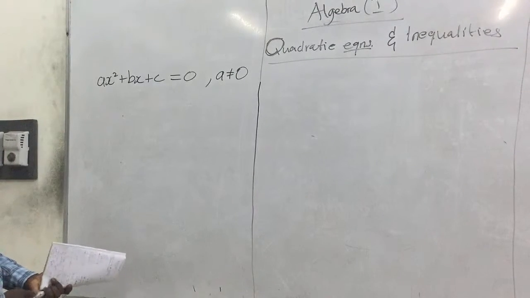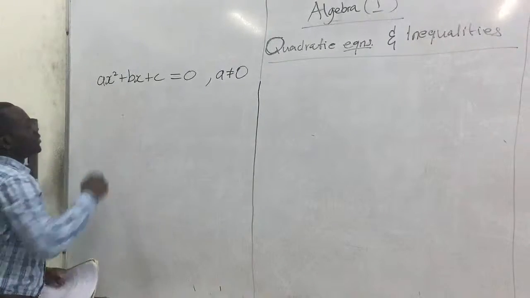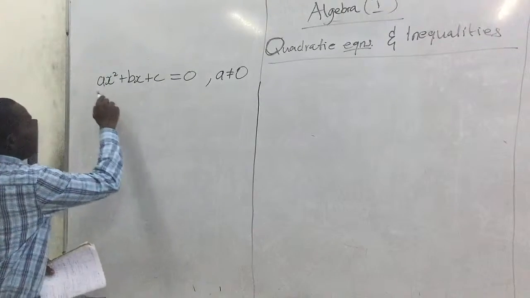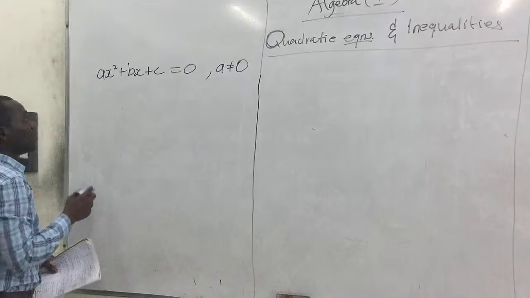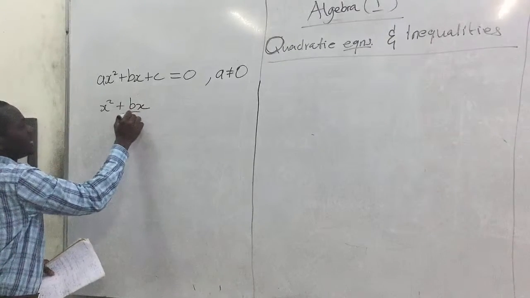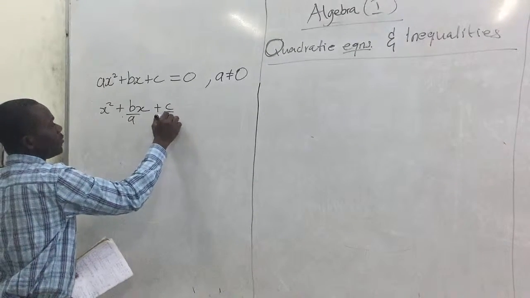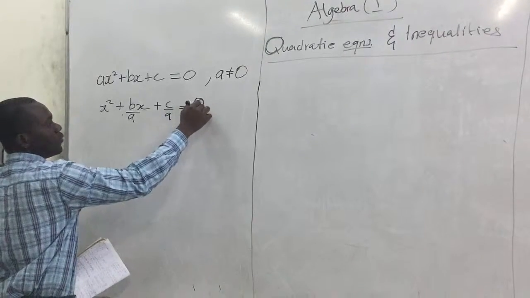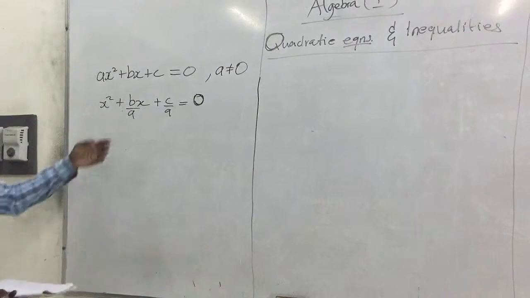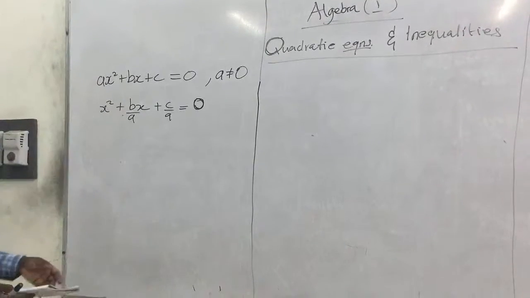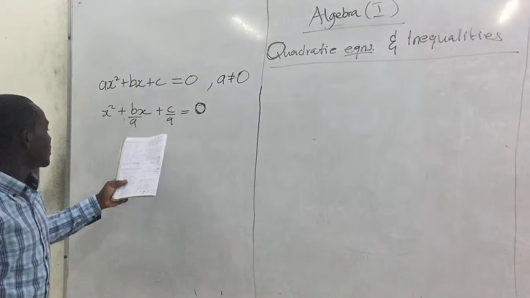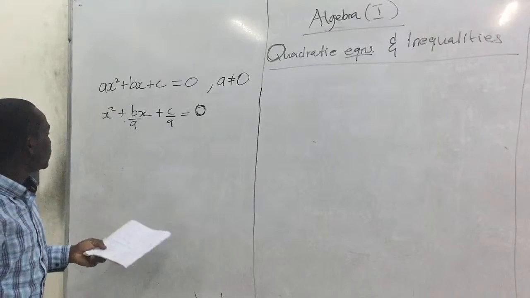Okay, now assuming we want to make the coefficient of x squared unity, that's 1, we divide through by the coefficient of x squared, which is a. So dividing through by a, we are going to get x squared plus bx over a plus c over a equals 0. 0 over a is also what? 0 in that form. So this can also be another form in which we can write the quadratic equation.